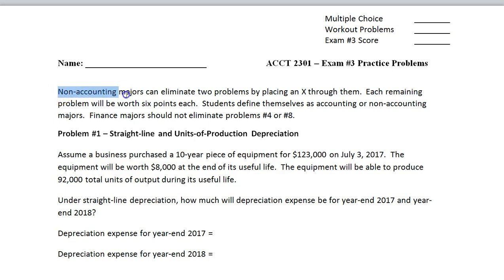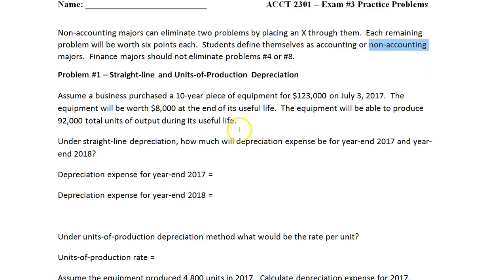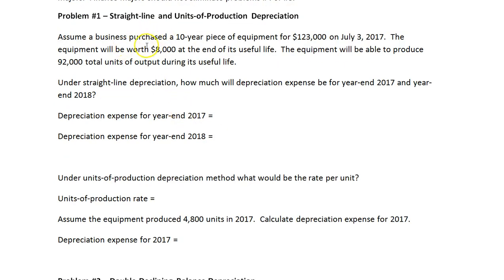First, non-accounting majors can eliminate 2 of the problems by placing an X through them. You guys get to define whether you're an accounting or non-accounting major. I know the non-accounting one's going to be popular with this option. Alright, let's go and get to the problems.